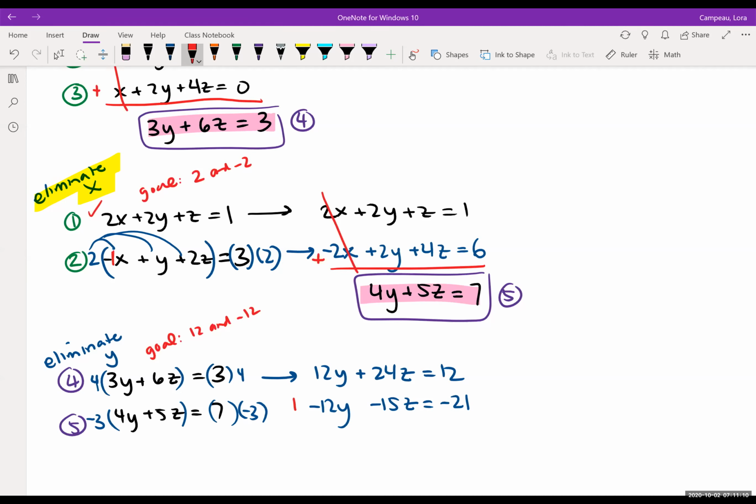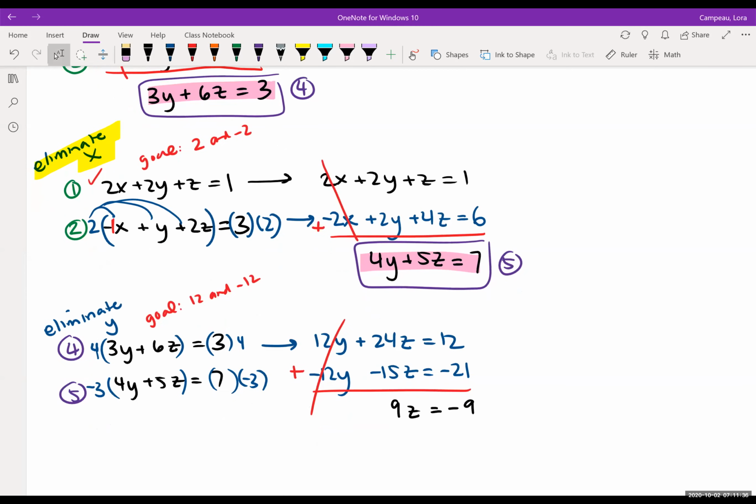So now I'm going to add vertically. Notice that the 12y's eliminate just like we needed to. And now we're looking at 24 plus a negative 15, so that's giving us a 9z. And then 12 plus a negative 21 is giving us a negative 9. And so this is nice because at this point we can solve for z by dividing by 9 on both sides. So we do get z equals negative 1.